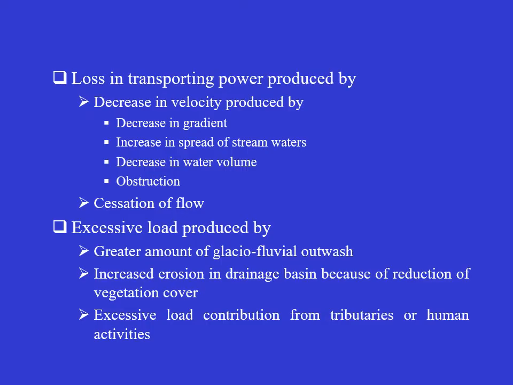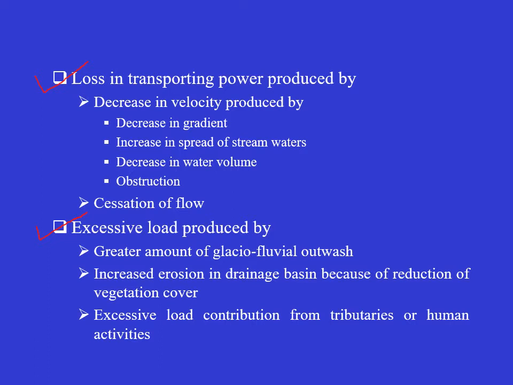Now look at the fluvial deposition processes. The deposition of sediments from the river water happens mainly due to two processes. The first one is loss in transporting power. That means the energy condition of the river is dropped, and thereby the river is not able to carry the load further. And the second one is that an excessive load is supplied to the river water.